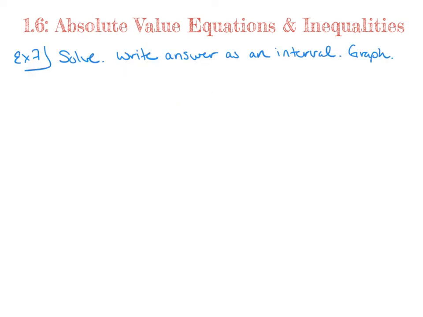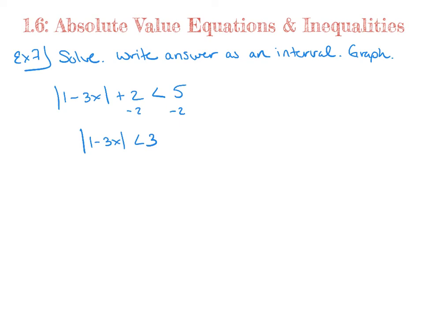So for this last example, let's solve the absolute value of 1 minus 3x plus 2 is less than 5. Okay, so just like in the previous ones, we need to isolate the absolute value, so we'll subtract 2 from both sides. Absolute value of 1 minus 3x is now less than 3.